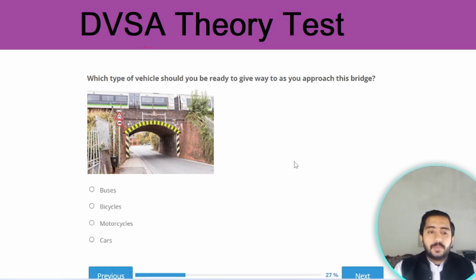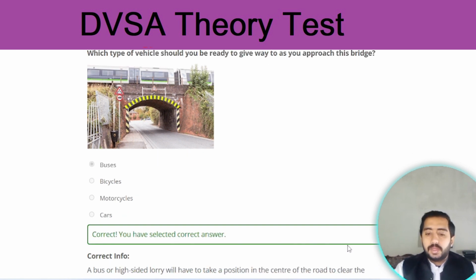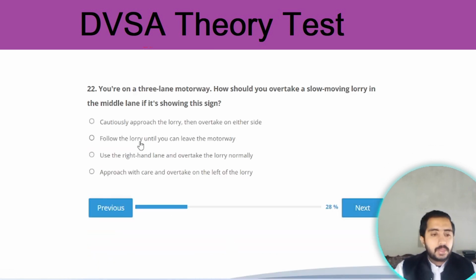Our next question is which type of vehicle should you be ready to give way to as you approach this bridge? The correct answer is buses. You need to give way to the buses. Option A is the correct option. Next one. Question number 22. You are on a 3-lane motorway. How should you overtake a slow moving lorry in the middle lane if it's showing this sign? The correct answer is approach with care and overtake on the left of the lorry. Option D is the correct one.